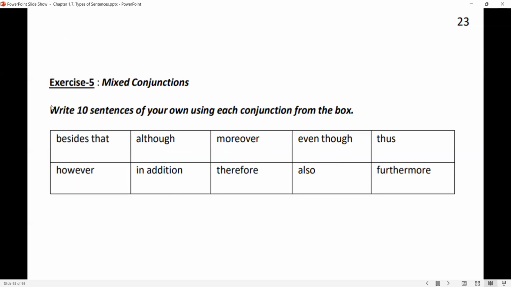Page 23, here we have mixed conjunctions. It says write 10 sentences of your own using each conjunction from the box. So here you go. We talked about almost all of them. Use them and make a sentence. You can write a simple sentence, compound sentence, or compound complex sentence. I prefer to see compound complex sentences if possible. If not, compound is okay too. So here, this one is homework.